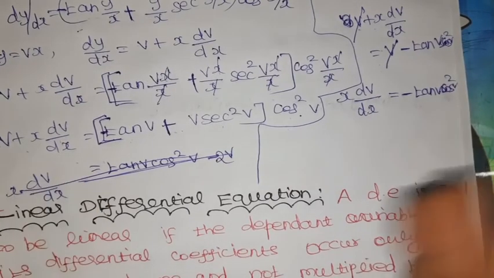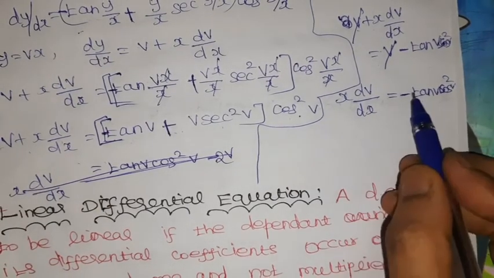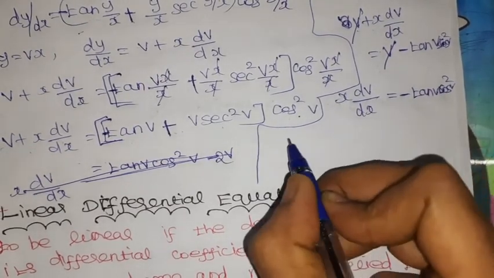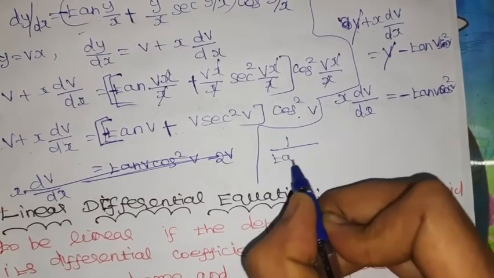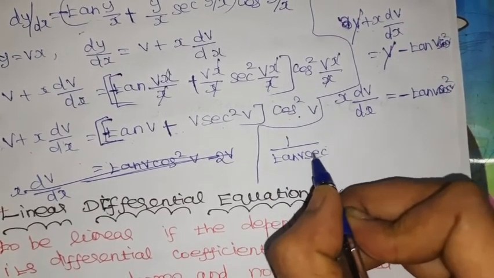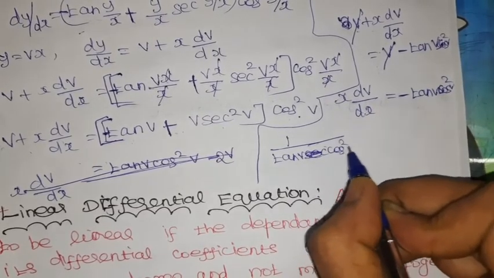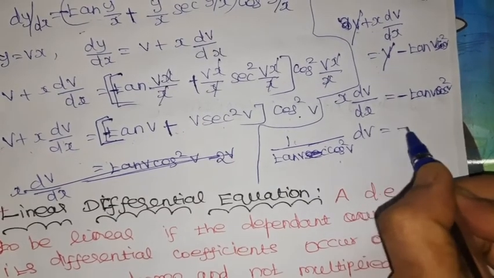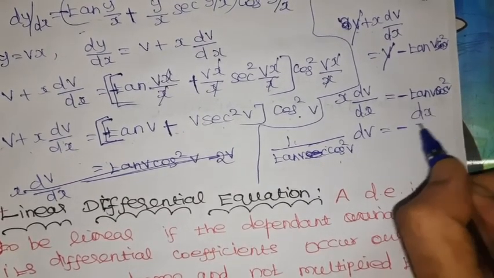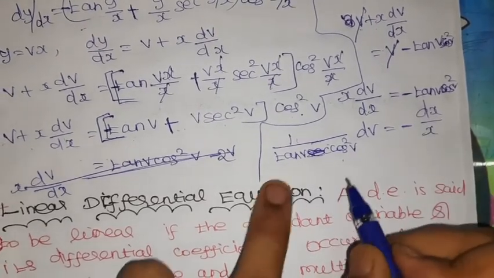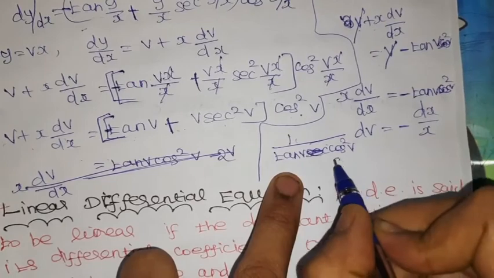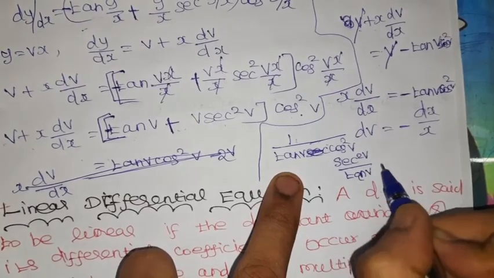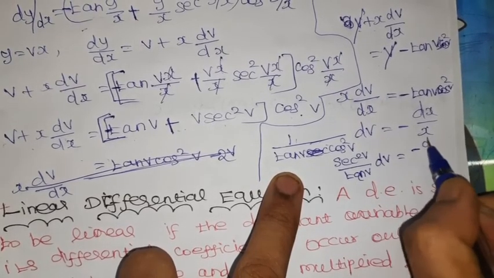Now we are going to separate v on one side and x on the other side. What will we get? Keep the minus sign there itself: 1 by tan v cos squared v into dv equals minus dx by x. Now integrating on both sides. Before integrating, 1 by cos squared v is nothing but secant squared v, so secant squared v by tan v dv equals minus dx by x.